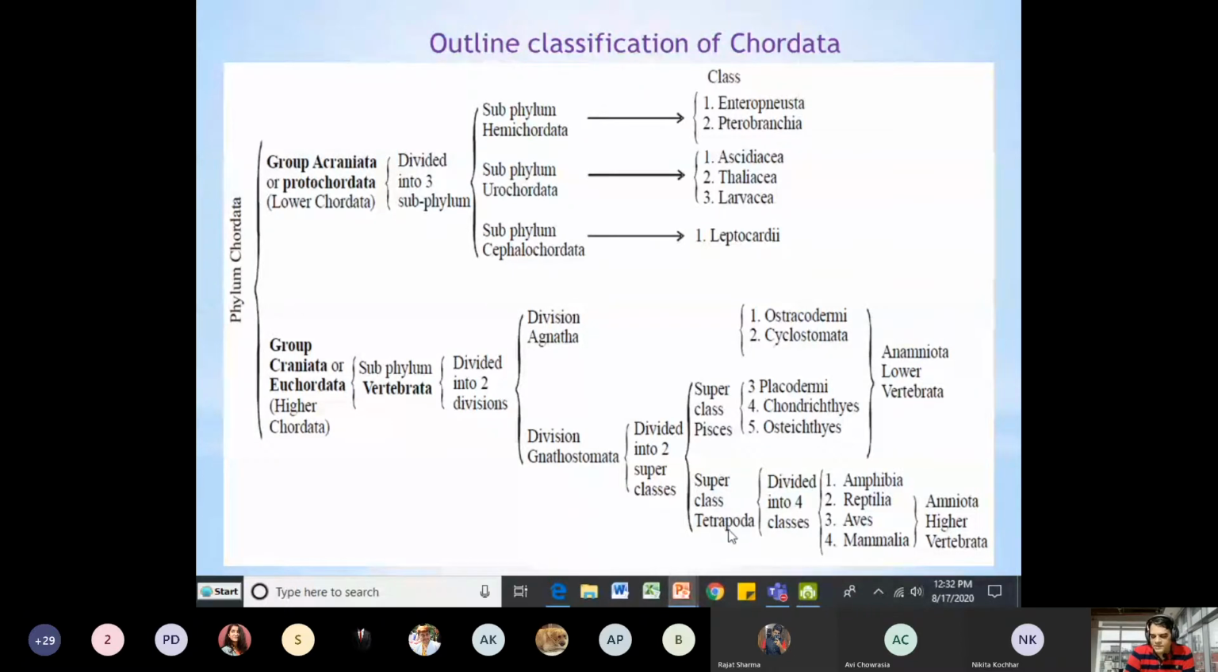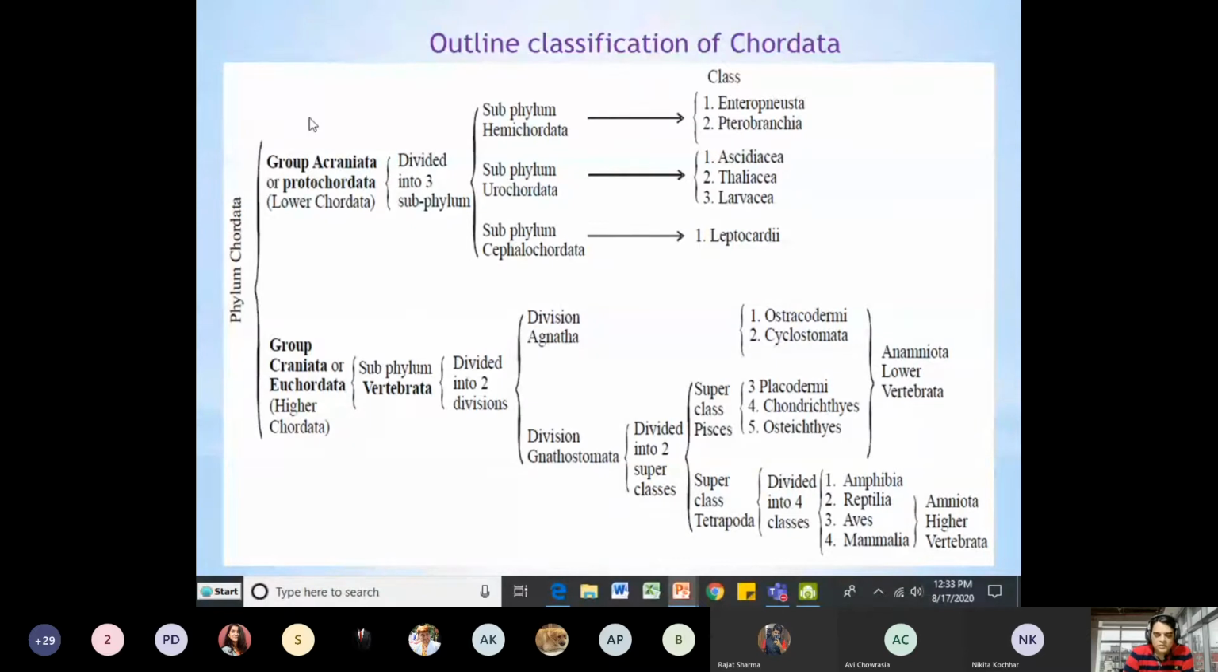But the superclass Tetrapoda has four classes. First is amphibia, second is reptilia, third is aves, and fourth is mammalia. These three classes, reptilia, aves, and mammalia, are termed amniota or higher vertebrates because they have extra-embryonic membranes in their embryos.